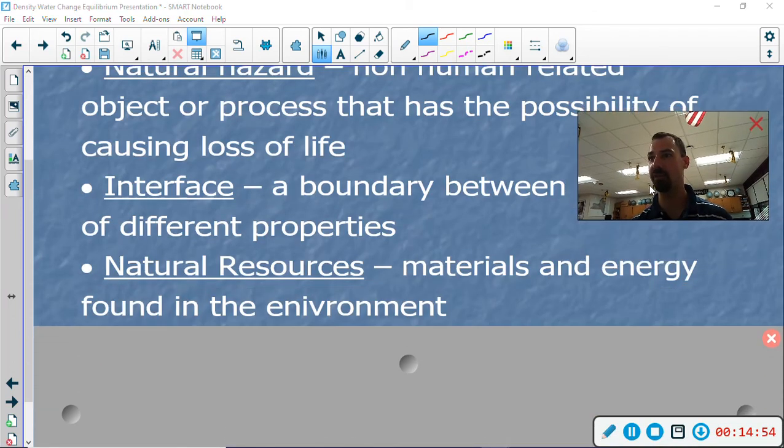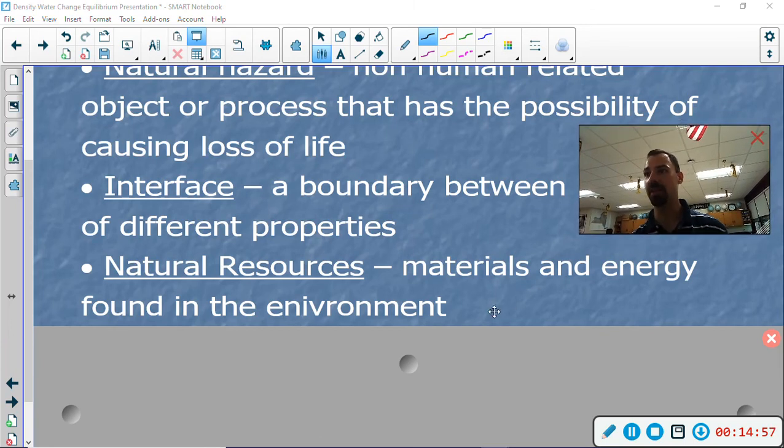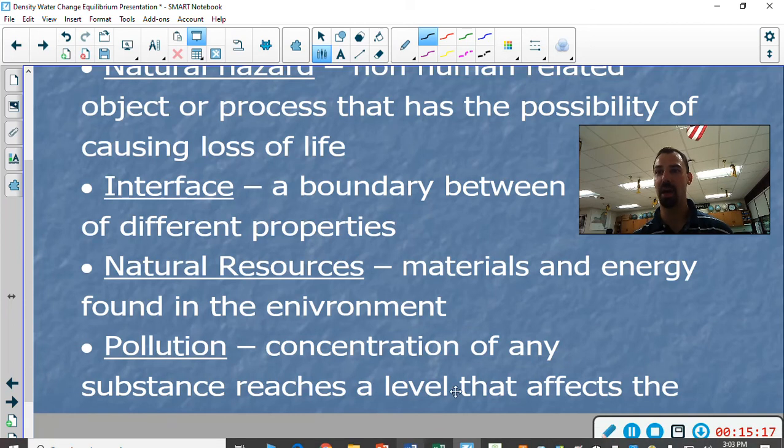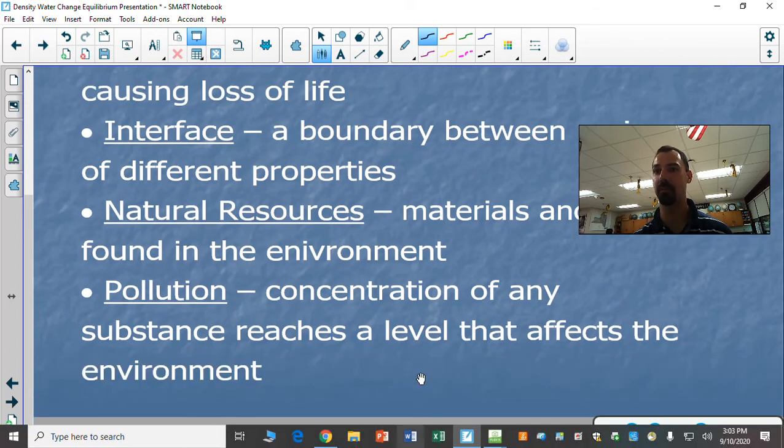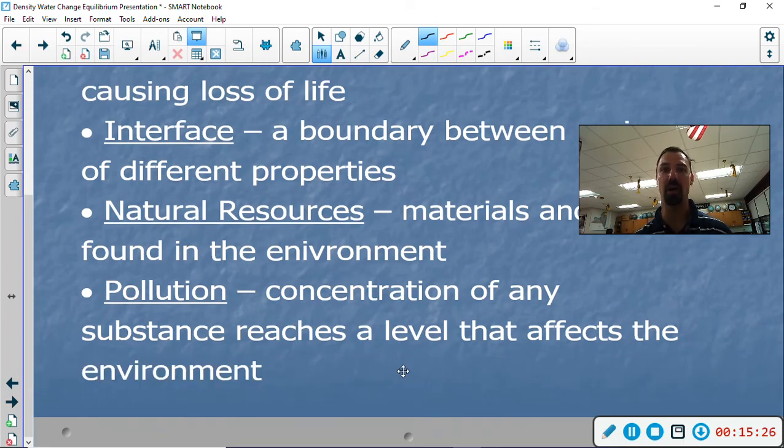Okay. Also, natural resources. Okay, we have resources in the environment, which we harvest, and these materials and energy are used to make products pretty much, or even fuel some of the stuff we use in life. Okay, so either way, we need that material to be able to make products that we use on a regular basis. And lastly, pollution, concentration of any substance that reaches a level that affects the environment. Okay, so in other words, anything that causes harm to the environment. It could be water pollution, it could be air pollution. So these are things that happen to the environment, and we're the main cause of that.